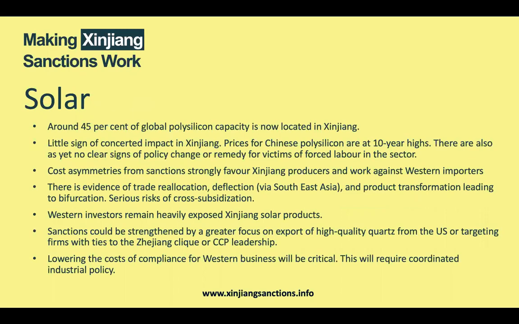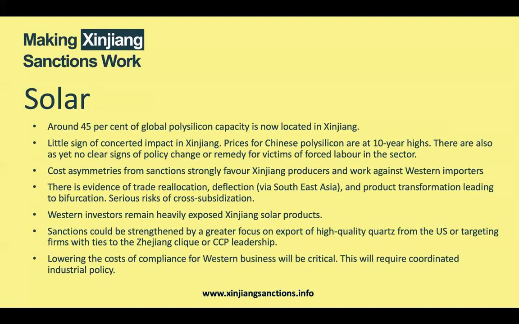Third, in policy brief 9, we look at solar, specifically Xinjiang's involvement in silica and polysilicon production. Around 45% of global polysilicon capacity is now located in Xinjiang. We explain the sector's connections to forced labor, notably through the labor transfer scheme. While Western industry actors warn of major disruptions worth billions of dollars in the US, there is in fact little sign of concerted economic impact in Xinjiang.